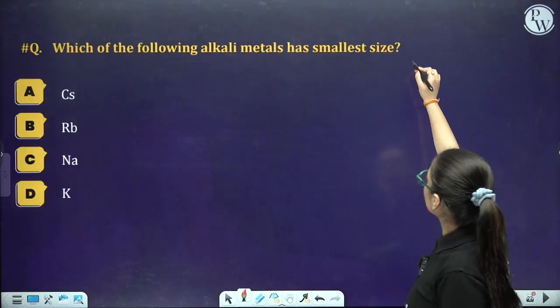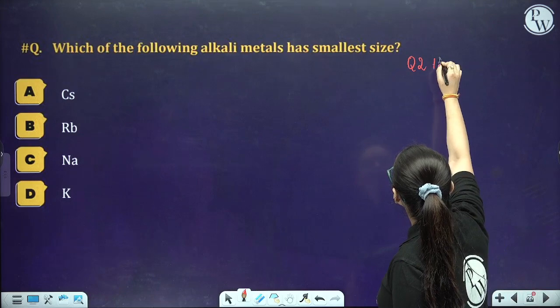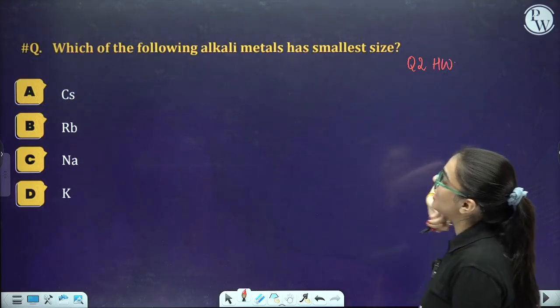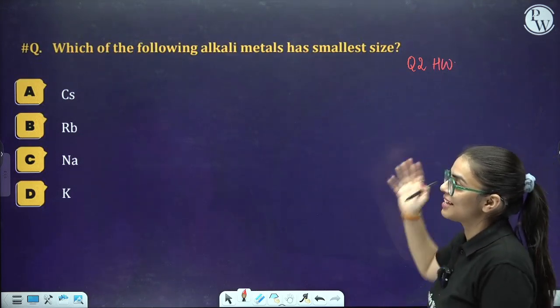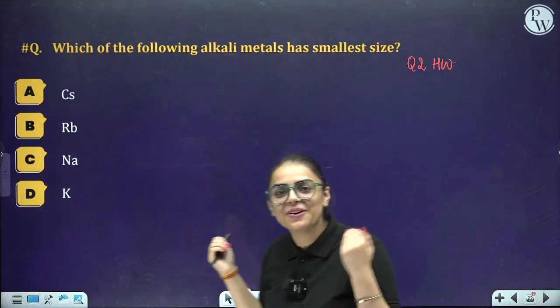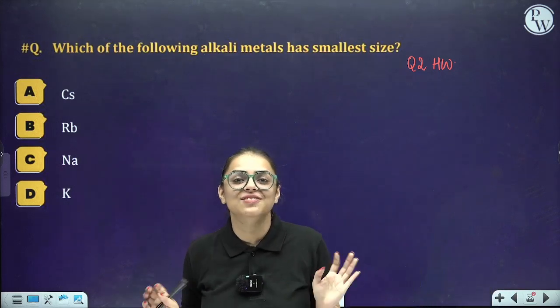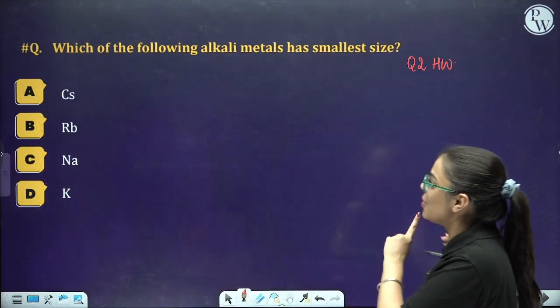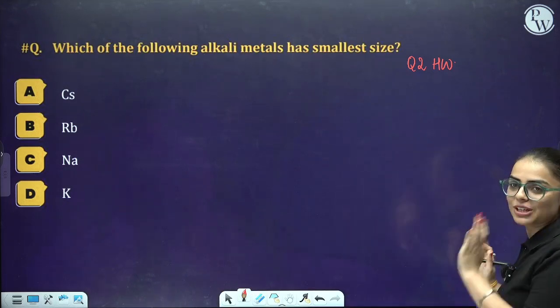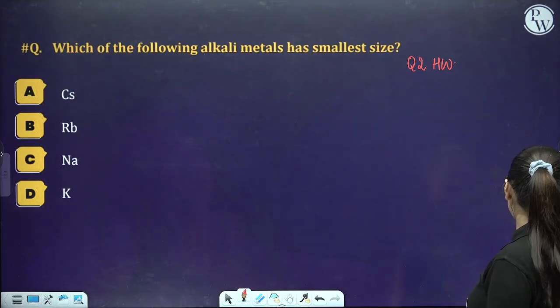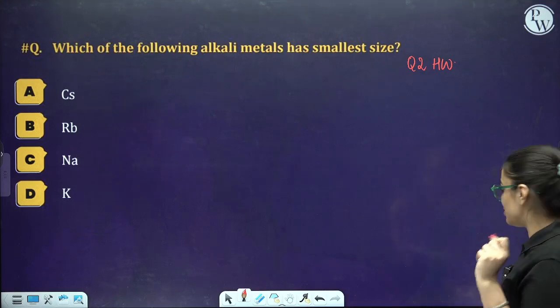Now comes your second homework question for today's class. Which of the following alkali metals has the smallest size? Now this you very well know, we have only just done this. So which of the following has the smallest size? Cesium, rubidium, sodium, potassium. Let us see the next question. You can pause the video and write the question on your own.